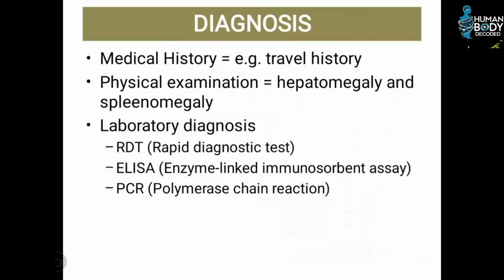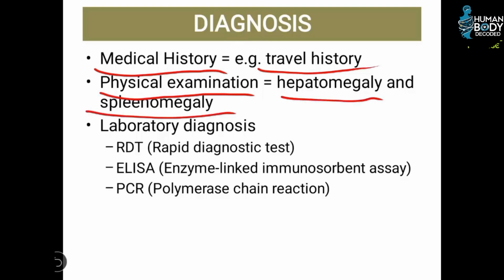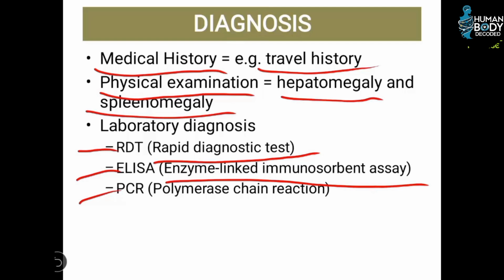How is malaria diagnosed? To diagnose malaria, we take the following steps. Medical history. Check if the person has traveled to a malaria-prone area. Physical examination. Look for signs like hepatomegaly, enlarged liver, or splenomegaly, enlarged spleen. Laboratory tests. RDT, rapid diagnostic test. ELISA, enzyme-linked immunosorbent assay. PCR, polymerase chain reaction. These tests confirm the presence of malaria.